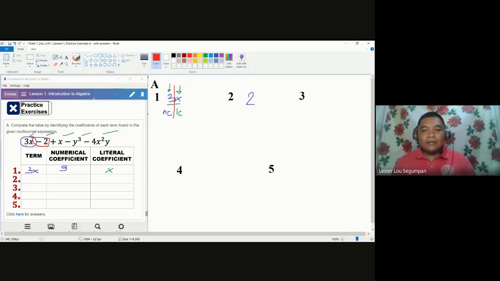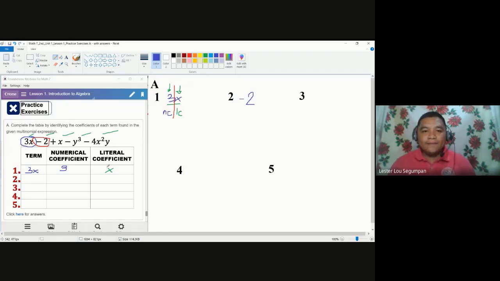So instead of saying that the second term is just 2, our second term is actually negative 2. Again, the terms take the operations before them as their sign. When we look back at number 1, the first term is 3x, but there's no operation before it. We are now assured that it's positive 3x. So in short, that's why it's still positive 3x.